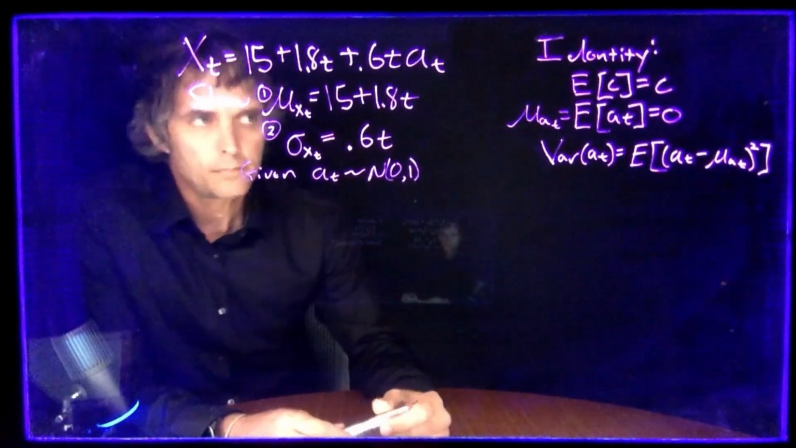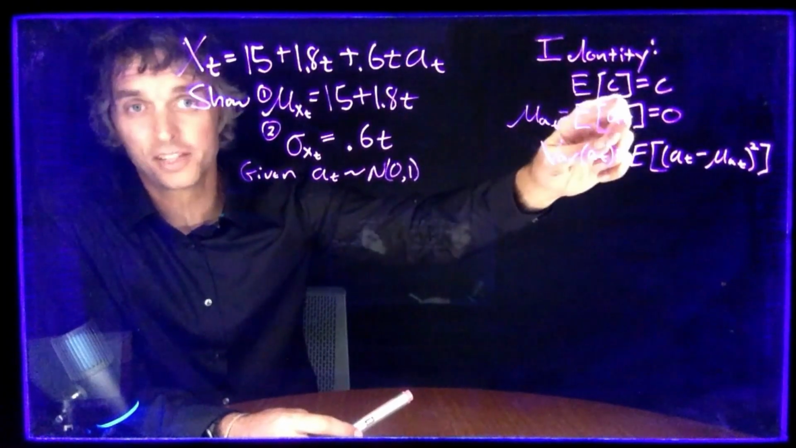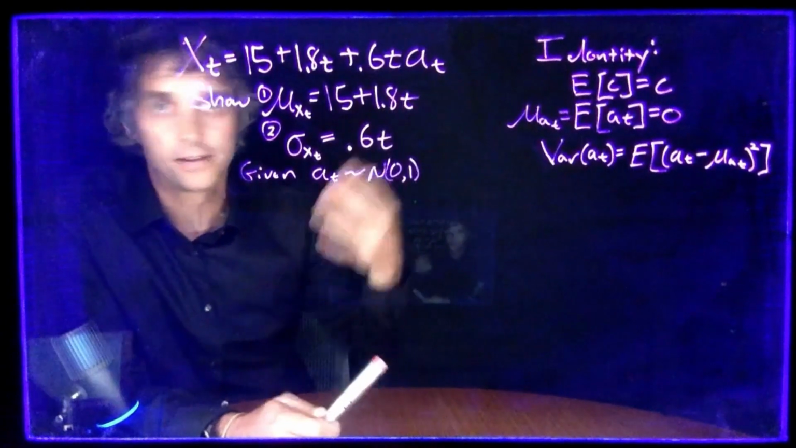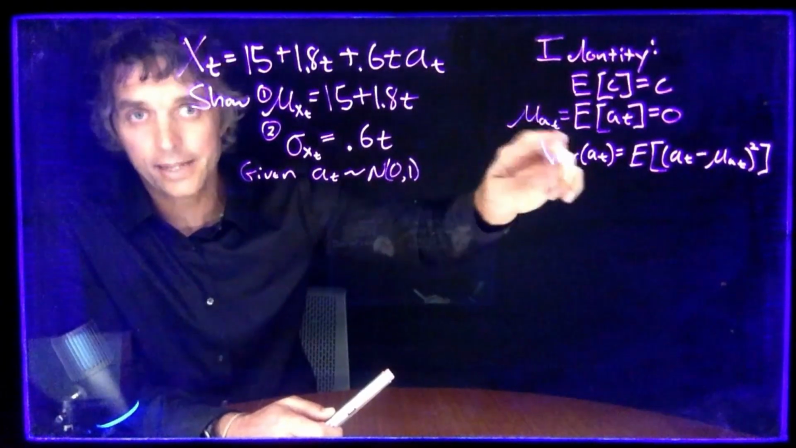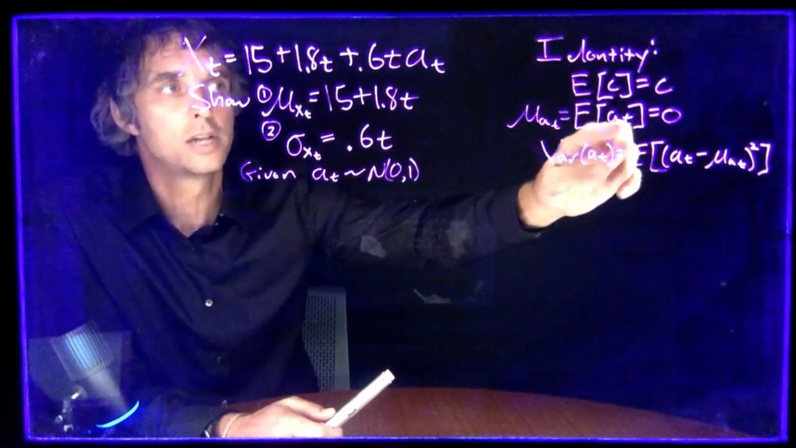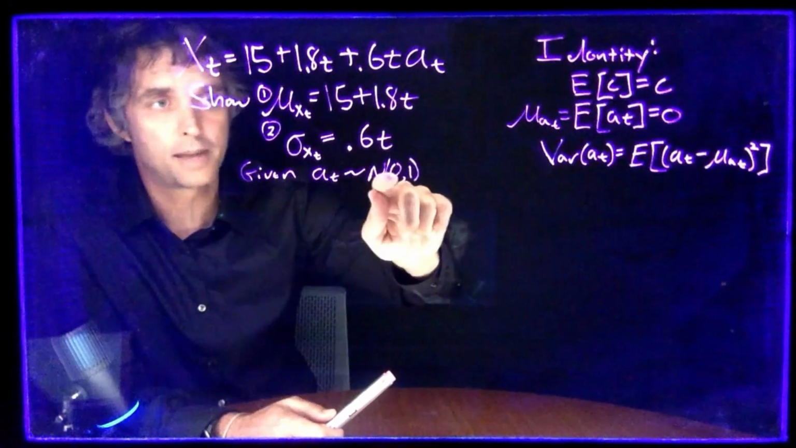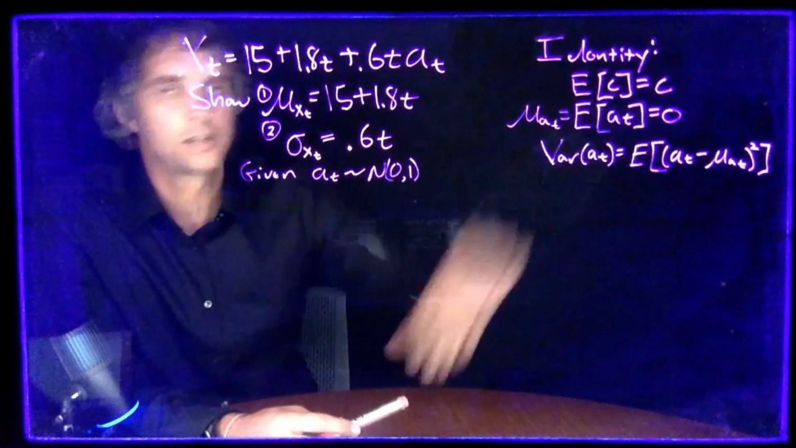So let's start off with a few identities. We have the expected value of c, where c is a constant, is equal to c itself. So the expected value of 7 equals 7. And mu at, the mean of the noise term, is equal to the expected value of at, of course. And the expected value of at is 0 because that mean is 0, right? Mu at is right there. That's the 0. So just reminding ourselves of that fact.